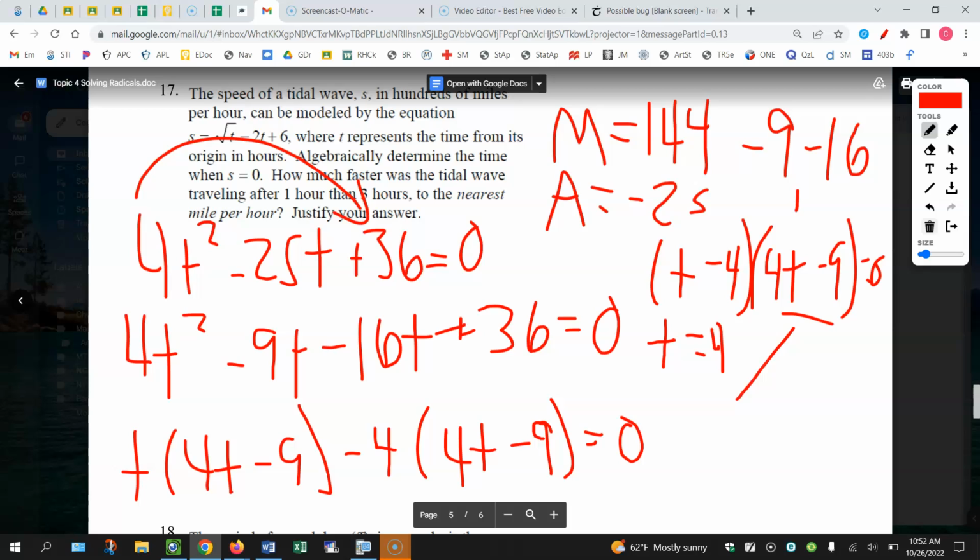You're going to get t equals 4. For this one, you're going to have to add 9 to both sides. I'm running out of room, so I'm not going to show every step, and then divide by 4. So you're going to get t equals 9/4, or 2.25.